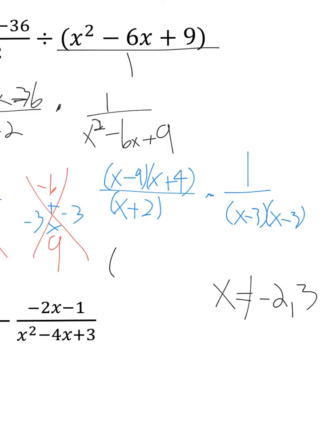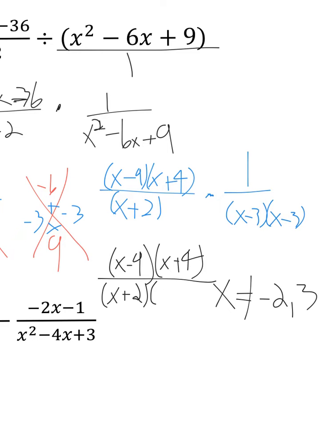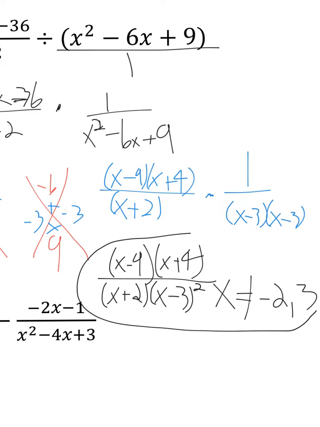So that just means my final answer is going to be x minus 9 times x plus 4 times 1, so it's just going to be those two, over x plus 2 times x minus 3, and then to save space, I'm just going to write x minus 3 squared since it's the same thing. And so that's the final answer. Yeah, that's it. Let's move on to number 12.